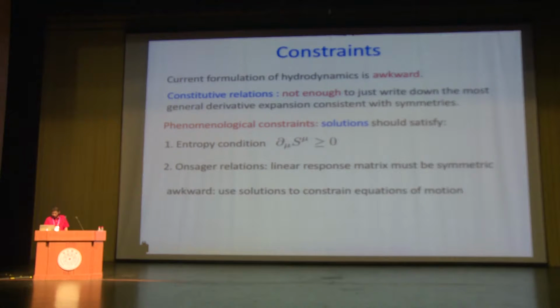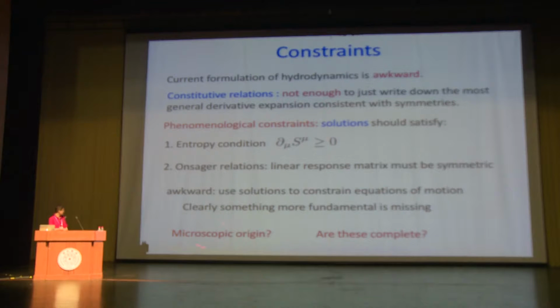But of course they are awkward because we are using solutions to constrain equations of motion. And clearly there's something fundamental missing. We would like to write down our equations of motion just based on a basic principle rather than using such phenomenological constraints. And also there are important questions: whether we can actually find the microscopic origin of such constraints, and whether these constraints are complete or not.